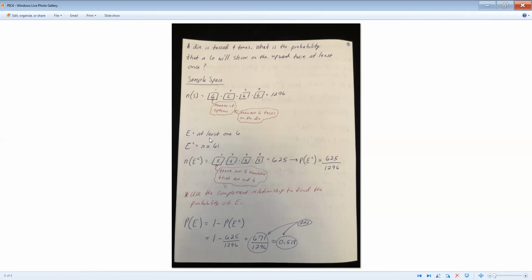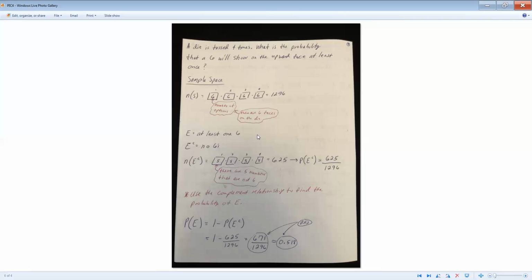If I let my event be at least one 6 and let the complement of my event be no 6s, I will look here and say that my complement, if I don't want any 6s, means when I go to roll my die, I only have 5 options, 1 through 5. All right, so let's go back to establishing my event. If my event is at least one 6, that means I can get a 6 the first time and not get a 6 any other time, or I can get all 6s, or I can get two 6s and no 6s. You know, there are many different ways that can occur.